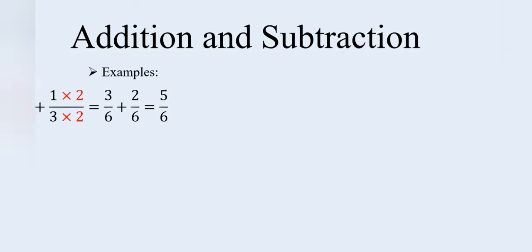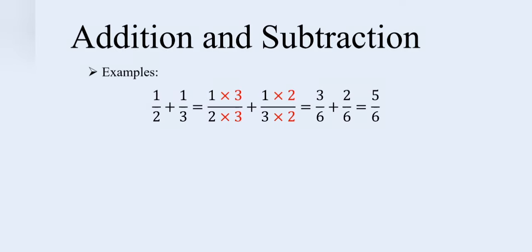So, for example, 1 over 2 plus 1 over 3 is equal to 1 times 3 over 2 times 3 plus 1 times 2 over 3 times 2, which is equal to 3 over 6 plus 2 over 6, which is equal to 5 over 6.